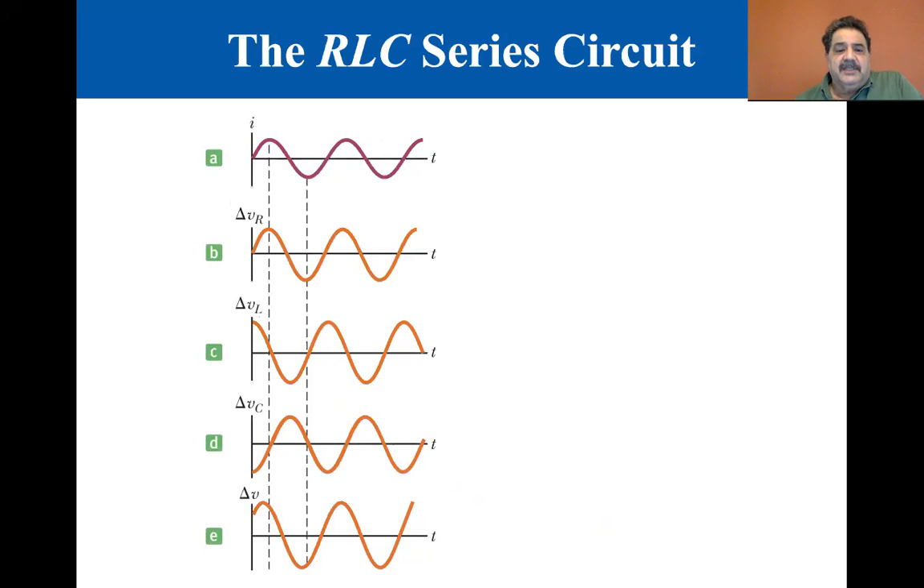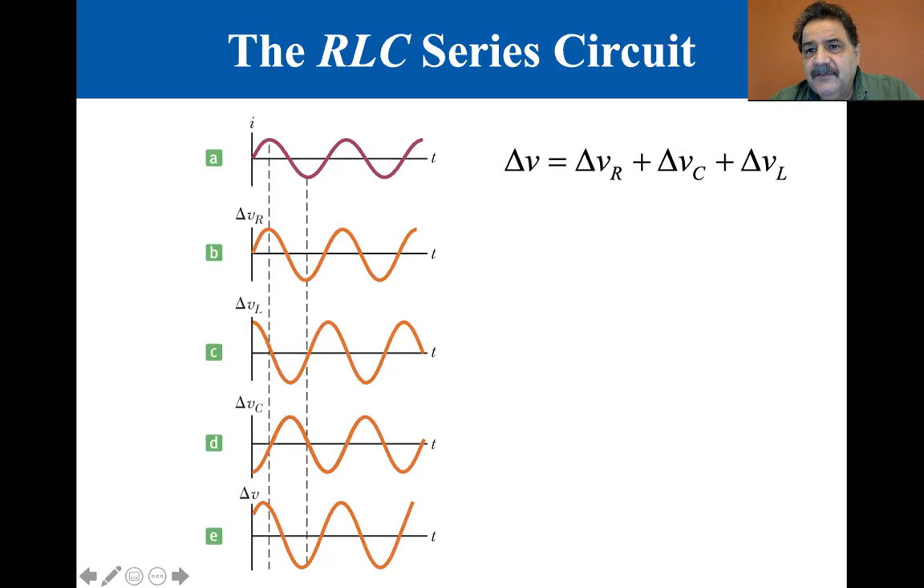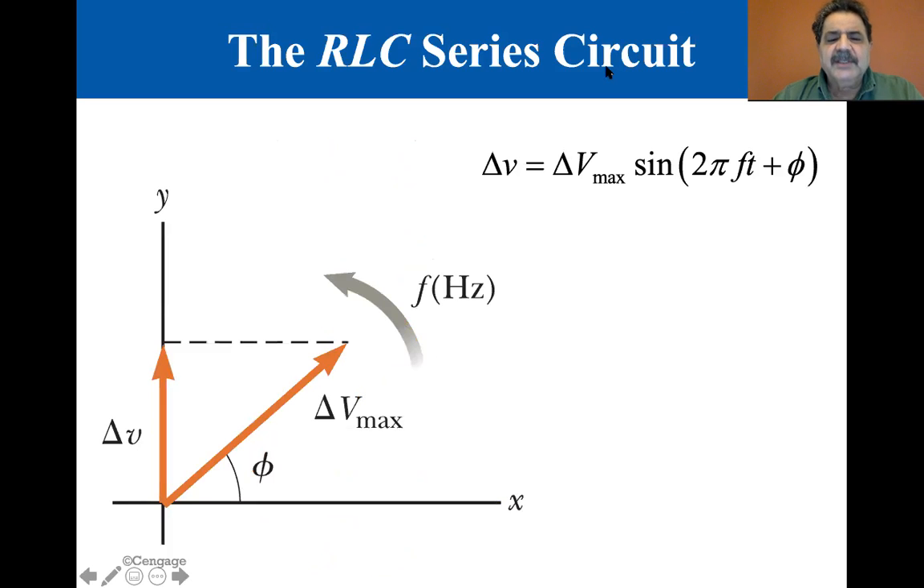The voltage on the capacitor lags the current, and this down here, delta V, is the overall voltage, and it's the sum of all three of these. So it's got some phase angle relative to the current. So there it is. Delta V is equal to VR plus VC plus VL. And this is the phase current.